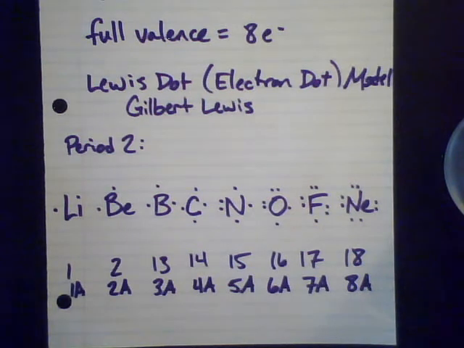This is going to give you some information about the type of bonding that it does, or in this case doesn't want to be doing, because the name of the game is to try to get to a full valence, and for most elements that's going to be 8 electrons.